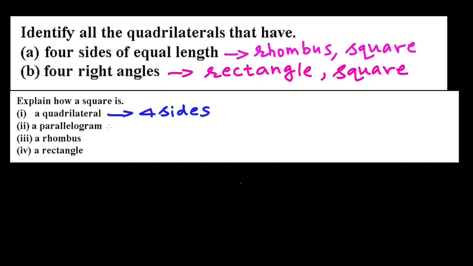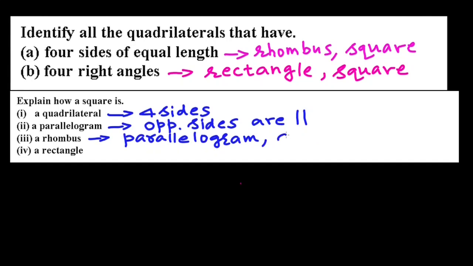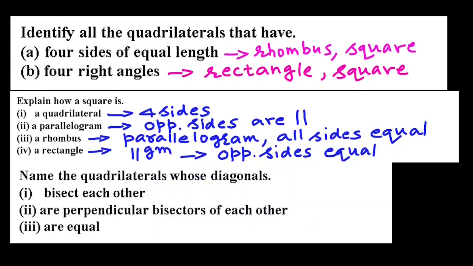Square is a parallelogram because its opposite sides are parallel. Square is a rhombus because it's a parallelogram with all sides equal. A square is a rectangle because it is a parallelogram with opposite sides equal. We have to name the quadrilaterals whose diagonals bisect each other.